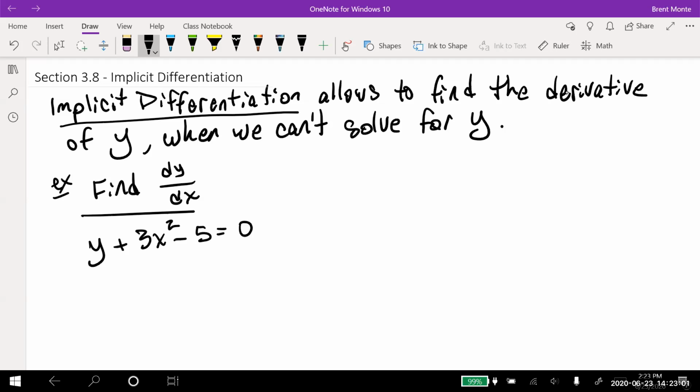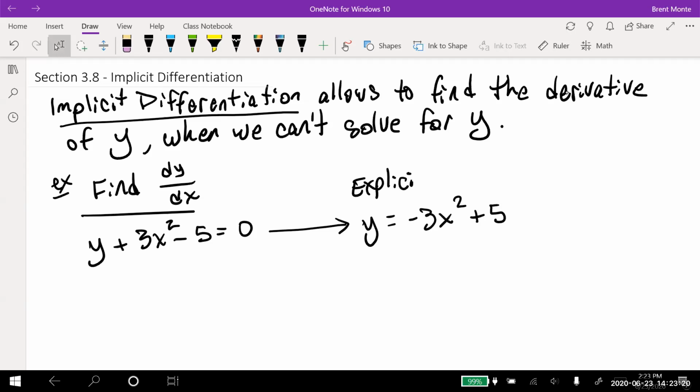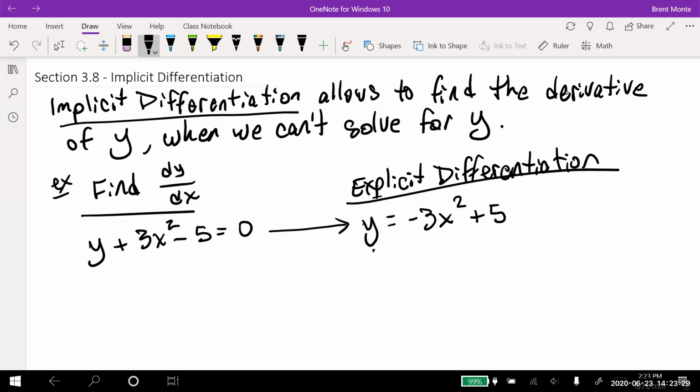Now, what we've done up to this point is we've always had y by itself. So they'd give us the function. If I solve that for y, I'm going to subtract the 3x squared from both sides. I'm going to add the 5. I'll get that. Now, this is a function in terms of y. So I'm going to do what I've been doing the whole time, and this would be explicit differentiation. And that's just taking the derivative the way I know how to. So I'm going to say, oh, dy dx is just negative 6x. Done.